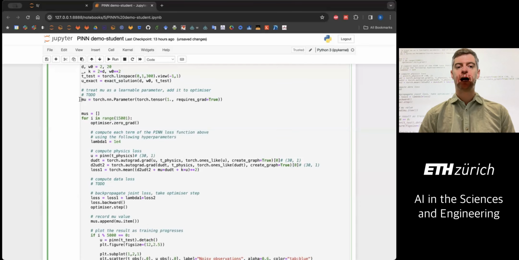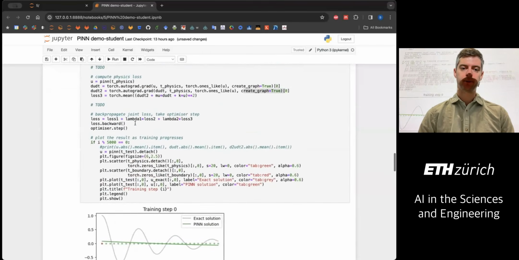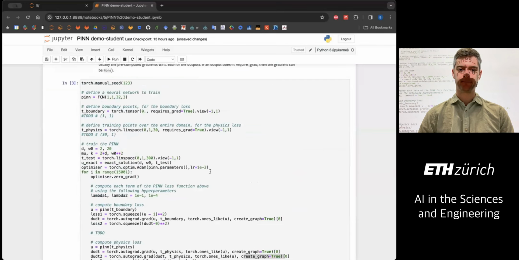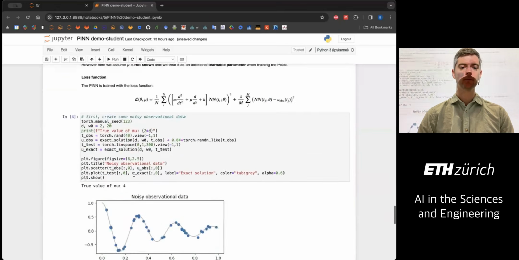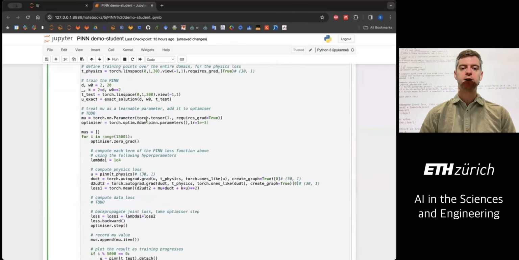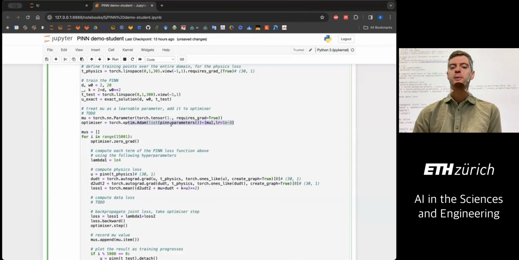And then I need to add mu to my PyTorch optimizer, so that it knows to optimize this in its gradient descent loop. So I'm going to create the optimizer by just copying the optimizer above and pasting it in here. But originally we were just optimizing the PINN's parameters. So now we need to add the mu value as an extra parameter to the optimizer. We do that by converting this into a list and then appending mu to that list. So this is telling the optimizer, when you're doing gradient descent, optimize mu as well as the PINN's parameters.